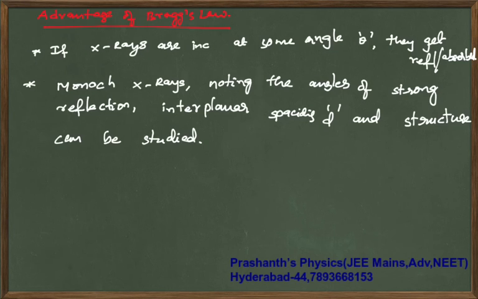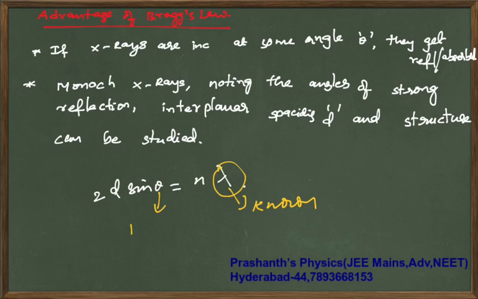In the relation 2d sin theta is equal to n lambda, we know the wavelength we are sending, so this part is known, and this theta is known. Obviously d is your unknown. You can get the interatomic spacing distance and all. Like this you will have some basic questions related to X-rays. Those basic questions will not be tough at all. You take any reference book and learn everything.